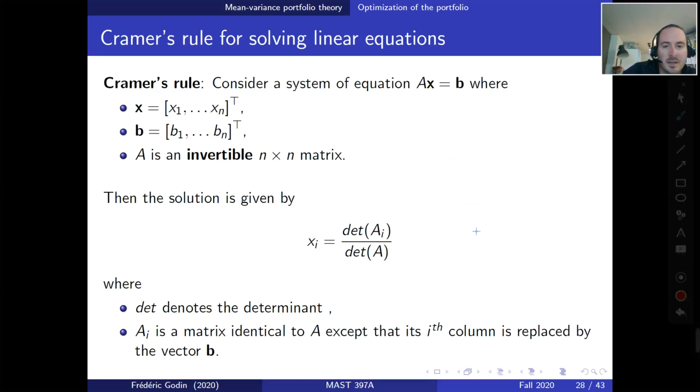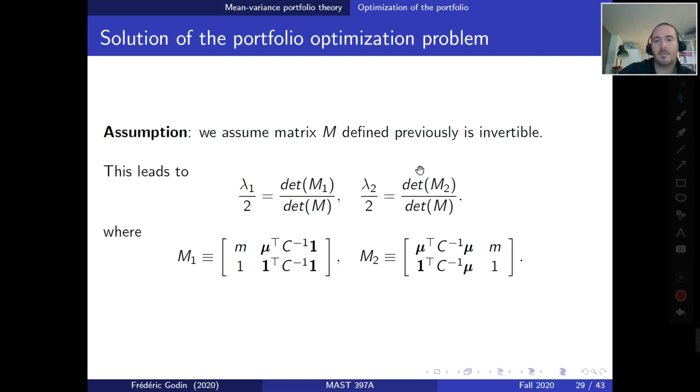What we're going to do next is simply apply this Cramer's rule to identify the solution of our system of two equations. We're going to assume that the matrix M, which we defined previously, is invertible. So let's not consider pathological cases where M is not invertible. Let's just assume M is invertible here. So this will lead to the following solution.